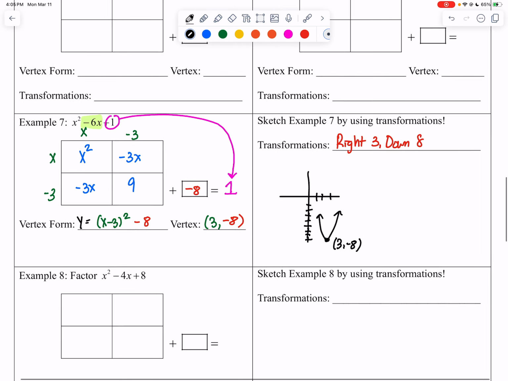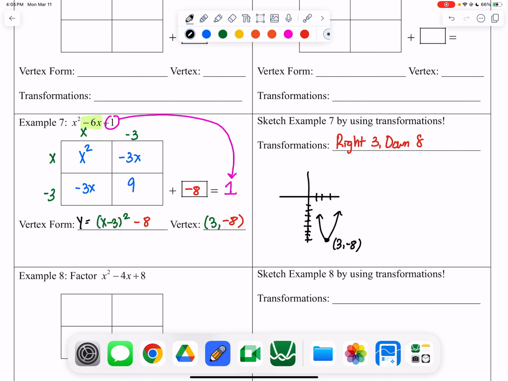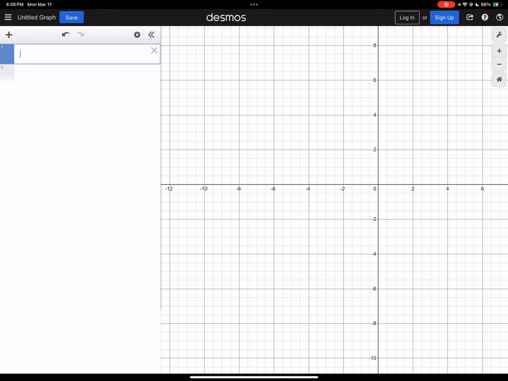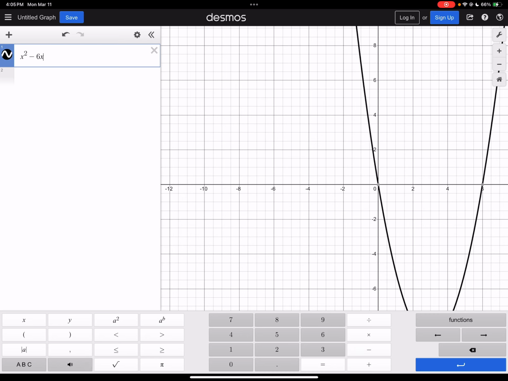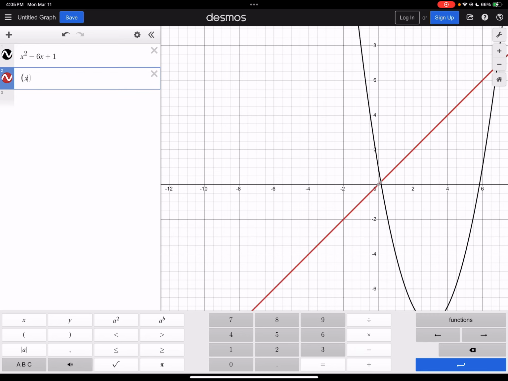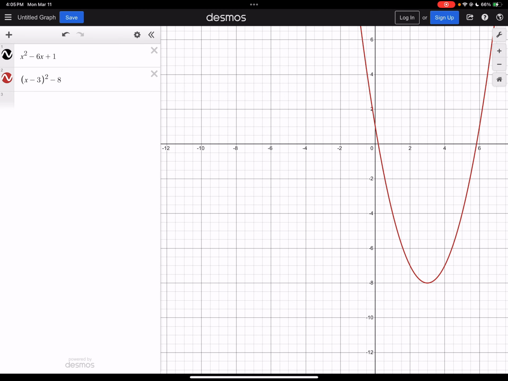Right 3 down 8. Once again, what you guys can do is check your work on Desmos. So I'm going to do that and say x squared minus 6x plus 1. We saw that my vertex form was x minus 3 squared, and then we said that was minus 8. Notice how once again it matches up, so we are good.